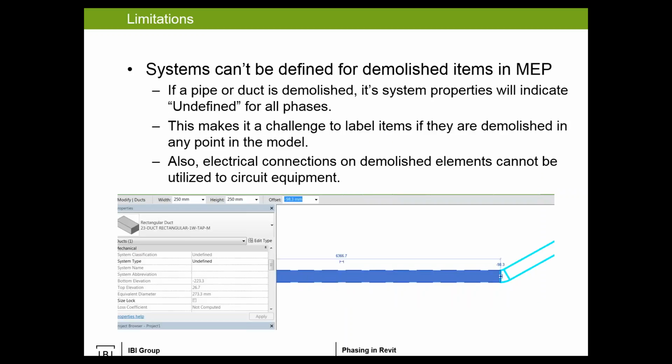And this is by far the worst thing in phasing in Revit. Unfortunately, the moment you demolish an item in any of the phases, the MEP items will become undefined. You can't indicate a system for the items anymore. As you can see, I have a duct here that I've demolished, and it immediately becomes undefined for system type and classification. So when I label it, I won't be able to indicate its system. I won't be able to calculate anything of these demolished ones.